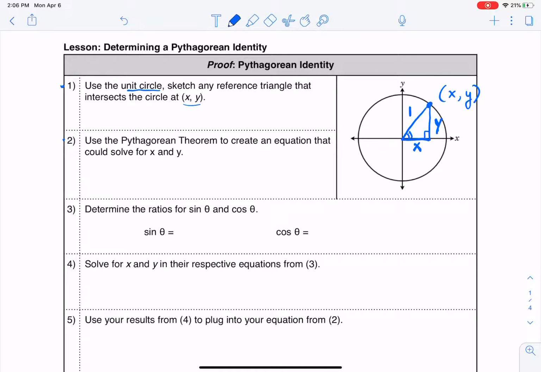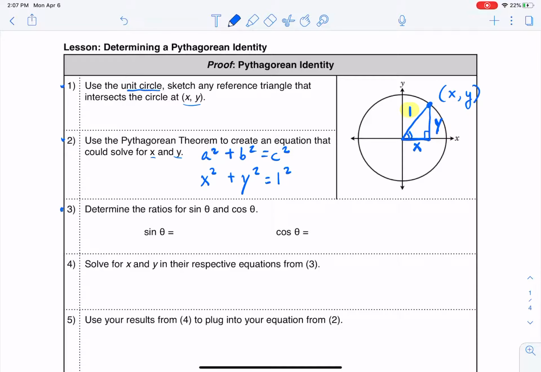Use the Pythagorean theorem to create an equation that could solve for x and y. So remembering the Pythagorean theorem, it's a squared plus b squared equals c squared. C is always the hypotenuse. In this instance, the hypotenuse is 1. So I've got 1 squared. Now, it doesn't matter what I use for a and b. I'll just write x squared plus y squared equals 1 squared. All right, so all I was supposed to do here is create an equation.